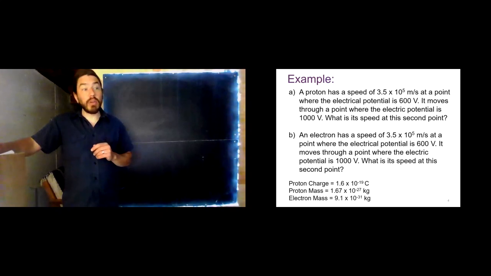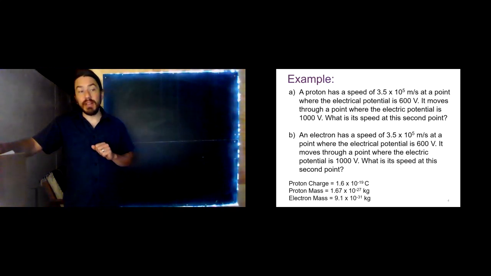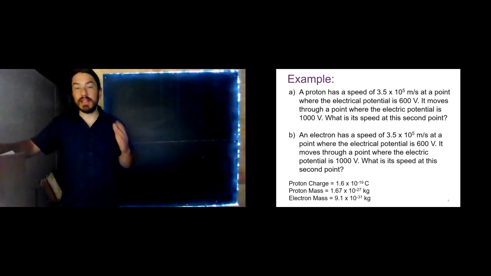Let's try an example. A proton has a speed of 3.5 times 10 to the 5th meters per second at a point where the electrical potential is 600 volts. It moves through a point where the electric potential is 1,000 volts. What is its speed at this second point?